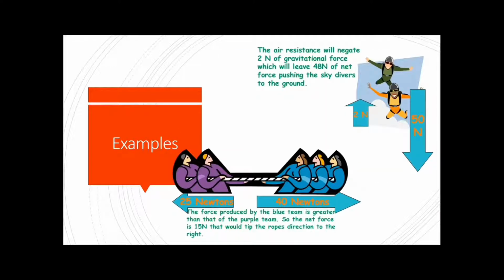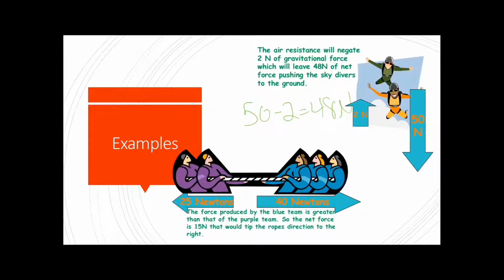Well, what about these examples? So let's do the skydivers. The skydivers have gravity pulling them down at 50 newtons, but they've got air resistance pushing them back up at 2 newtons. So 50 minus 2, well, that's 48 newtons. So the net force is greater than 0. So that means they're moving. They have an unbalanced force being acted upon them.